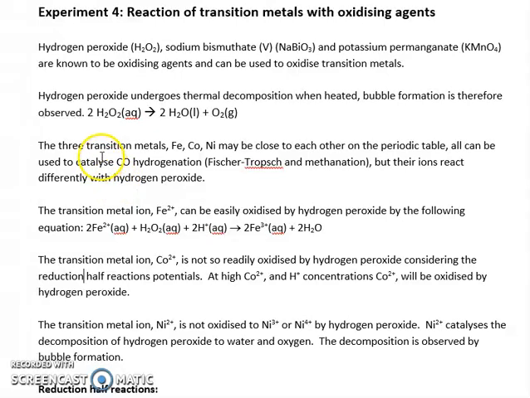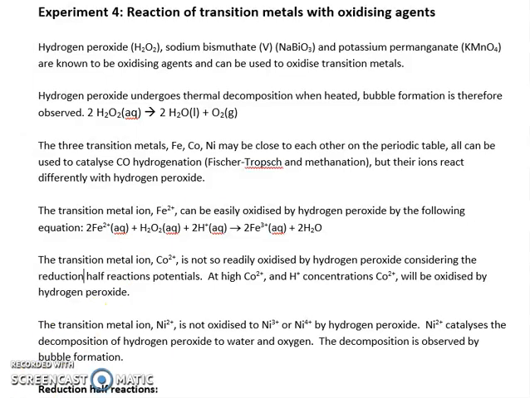There are 3 transition metals on the periodic table which are very close to each other: iron, cobalt and nickel, and they can all catalyze CO hydrogenation, another word for Fischer-Tropsch reaction and methanation. But they do react very differently when it comes to hydrogen peroxide, and it also is about the different oxidation states that they can have.